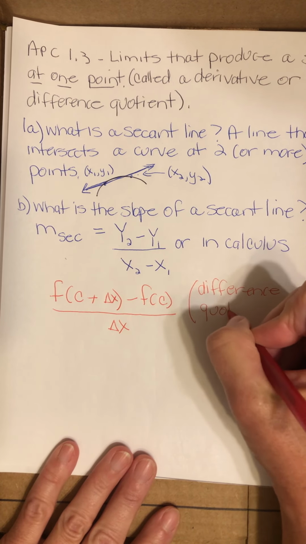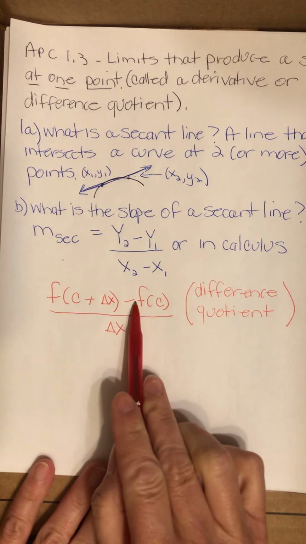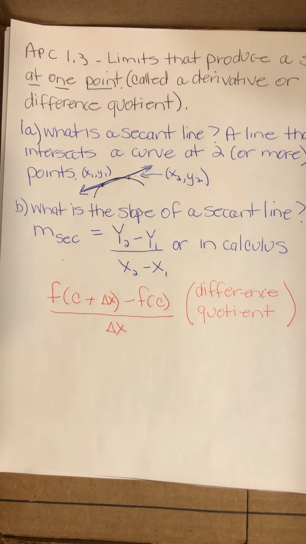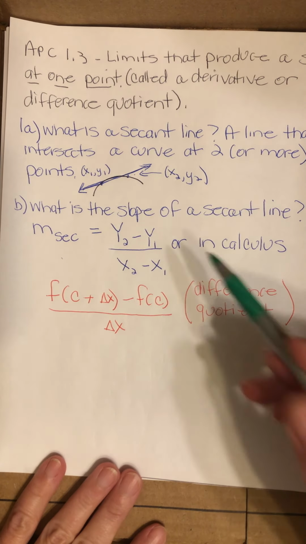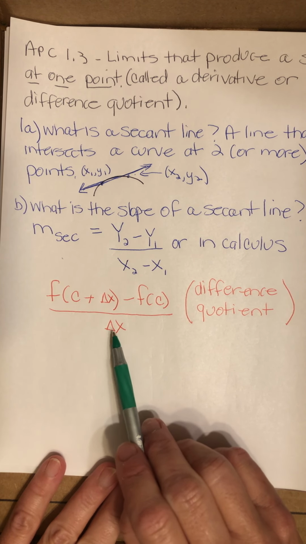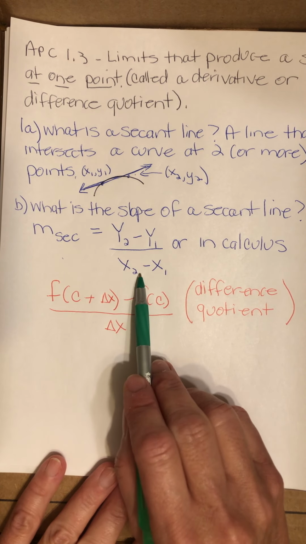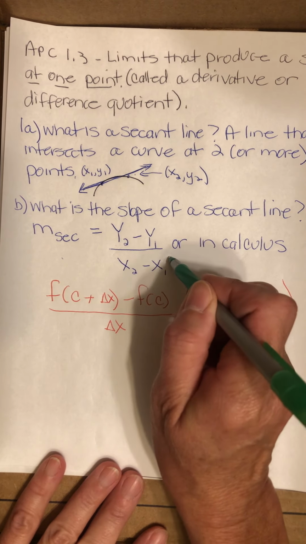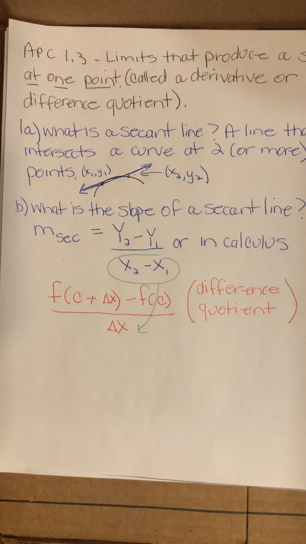Now, I just want to point out to you that even though this looks strange to you, it absolutely makes sense from our slope of a secant line above. Let's look at the denominator first, delta x. Delta x is simply a change in x. And in our slope of our secant line, isn't x2 minus x1 a change in x? That's all that's going on here.